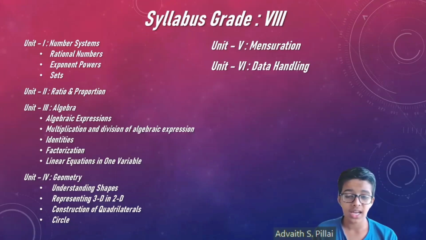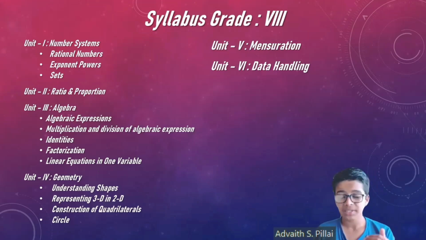Okay guys, now we'll look at the syllabus for grade 8th. I'm in grade 9th, and henceforth we'll follow the syllabus for grade 8th. Okay guys, so unit 1 is number systems, which contains rational numbers, exponent powers and sets. Unit 2 is ratio and proportion. Unit 3 is algebraic expressions, multiplication and division of algebraic expressions, identities, factorization and linear equations in one variable. Unit 4 is geometry, which consists of understanding shapes, representing 3D in 2D, construction of quadrilaterals and circle. Unit 5 is mensuration, and Unit 6 is data handling.